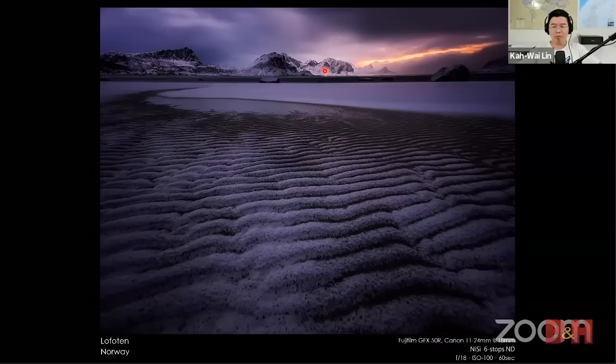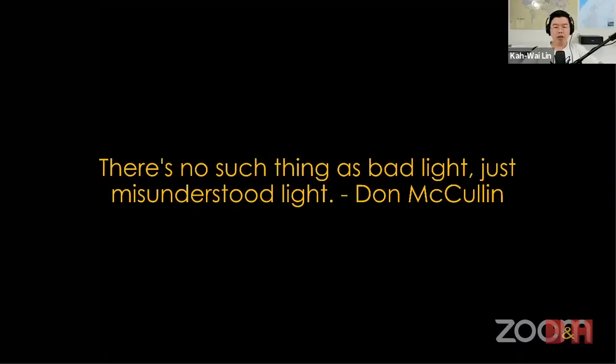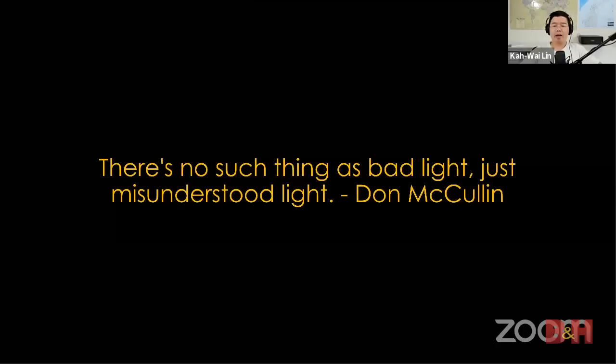As you can see, this is a rather boring beach here. No interesting foreground, just maybe two big rocks here. But after the storm, after the heavy snowstorm, it's now become a very unique landscape with the stripe patterns here become your leading line and your foreground element. So as Don McCullin said, there's no such thing as bad light, just misunderstood light. So the key is that you have to know when to shoot, where to go, and how to utilize the light. Then you can get the most from your trip.